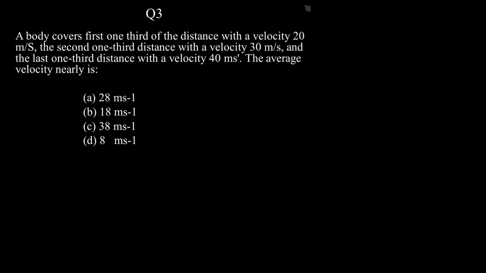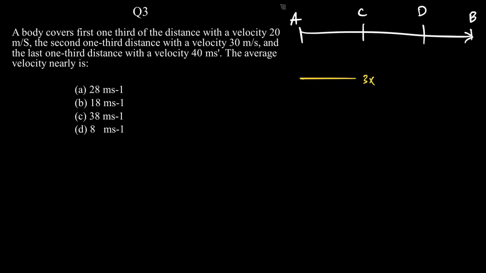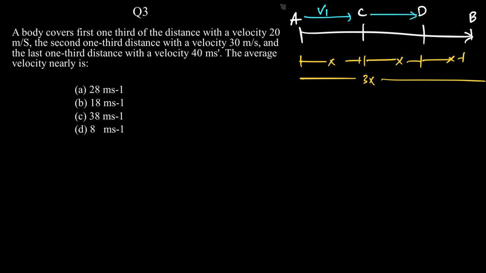So, as I always suggest, make sure that you draw a diagram so that things become easy for the calculation. So the body is moving from A to B. Let us say it's C, it's D, and let us say the distance is 3x. And let us say this much distance is x, CD is also x, and DB is also x. A to C is moving with velocity v1, C to D is moving with velocity v2, and D to B with velocity v3 in corresponding times t1, t2, and t3.